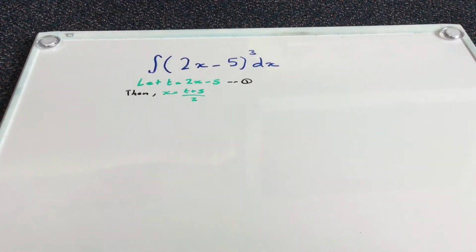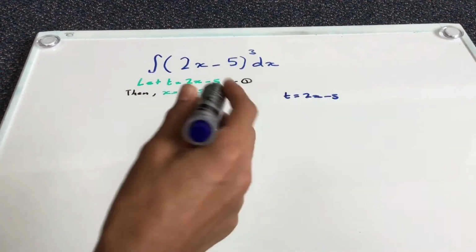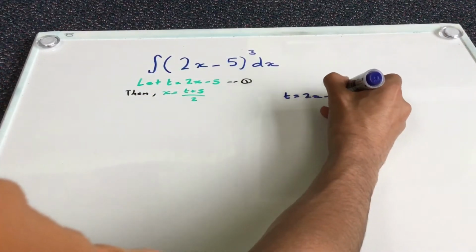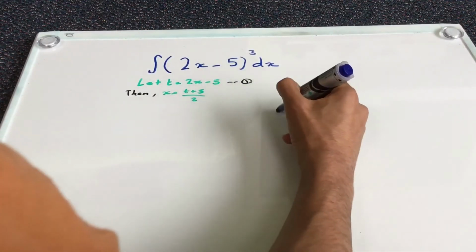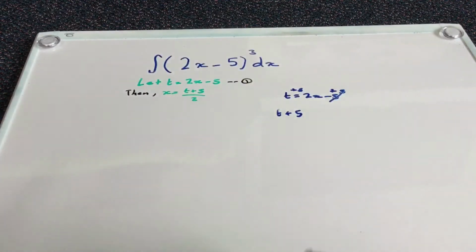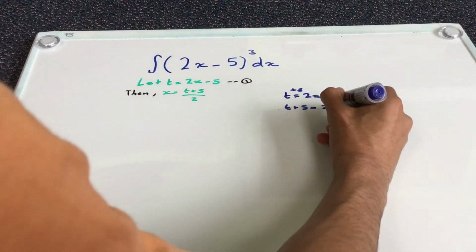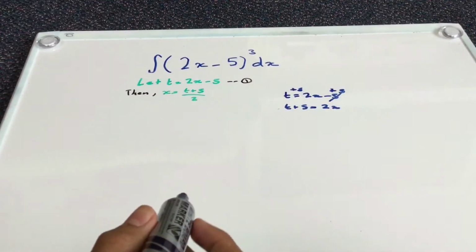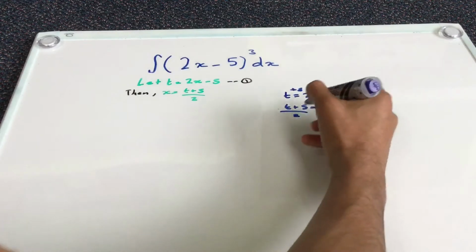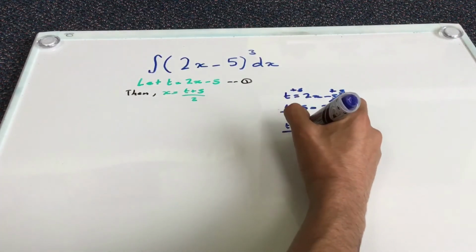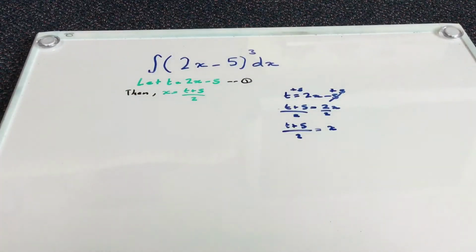If you don't know how I got this, I'll write on the side for you. From the step, t is equal to 2x minus 5. First of all, we add 5 to both sides to get rid of the 5 from the right hand side. Then t plus 5 is equal to 2x. Now we have to get rid of that 2 from the right hand side, so we divide both sides by 2. And then you get (t plus 5) over 2, which is equal to x. And that's how I got x is equal to (t plus 5) over 2.